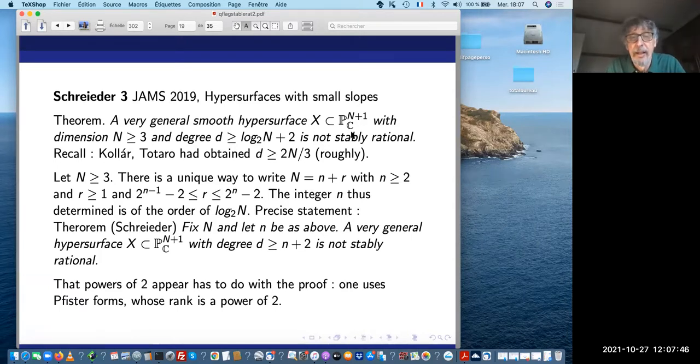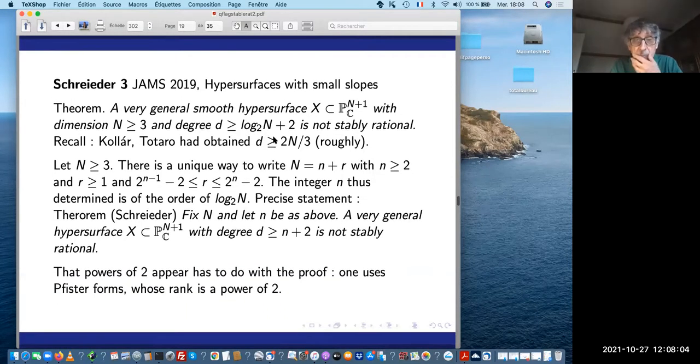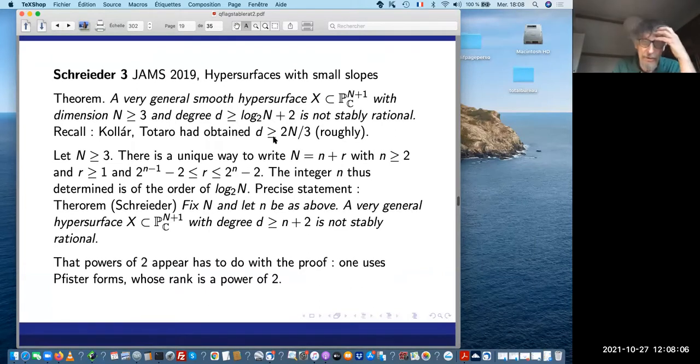And so people knew, and this was a big result, that if the degree is as low as 2n over 3, then the general smooth hypersurface is not stably rational. But now Schreieder has managed to go way down. It has gone down to log_2 n. Okay, so how does this story start?